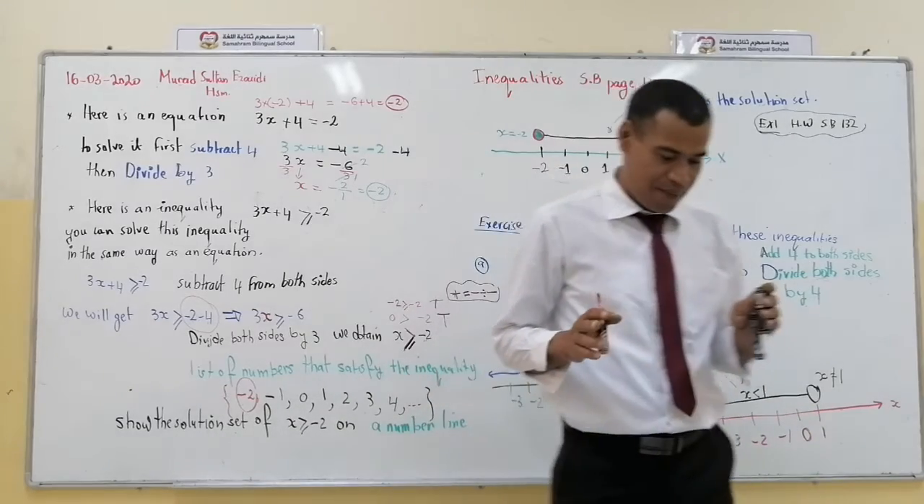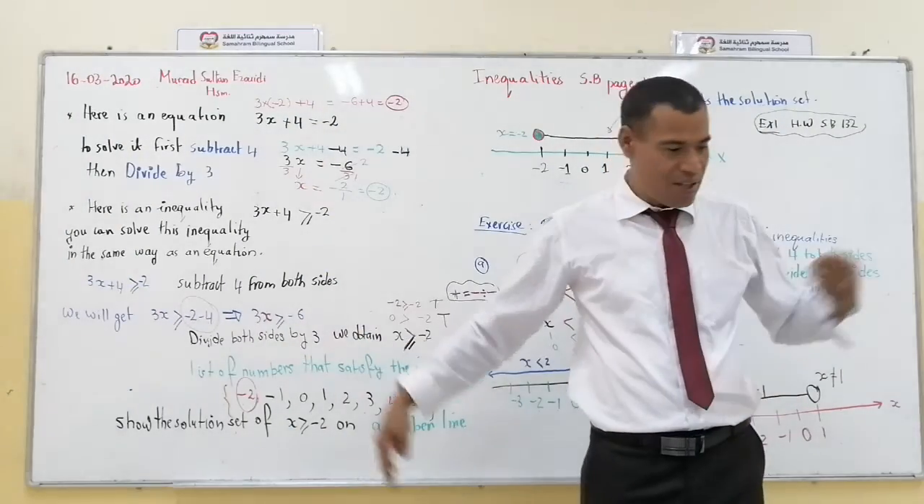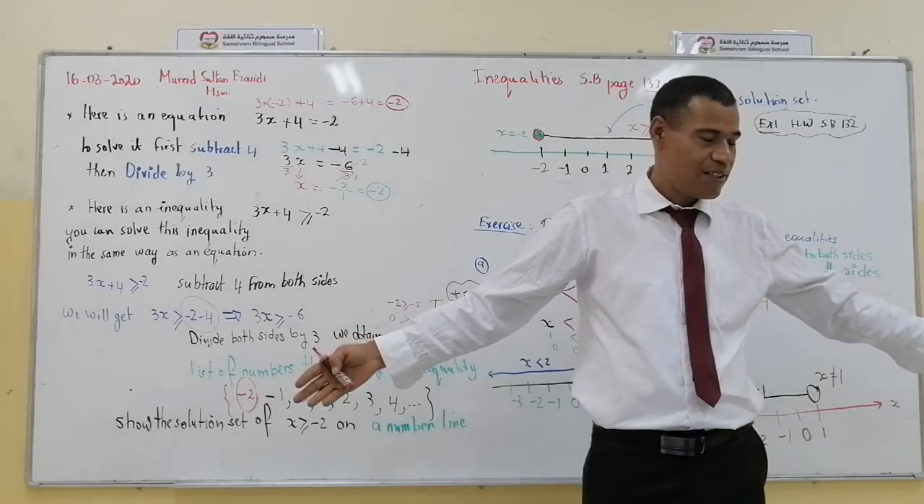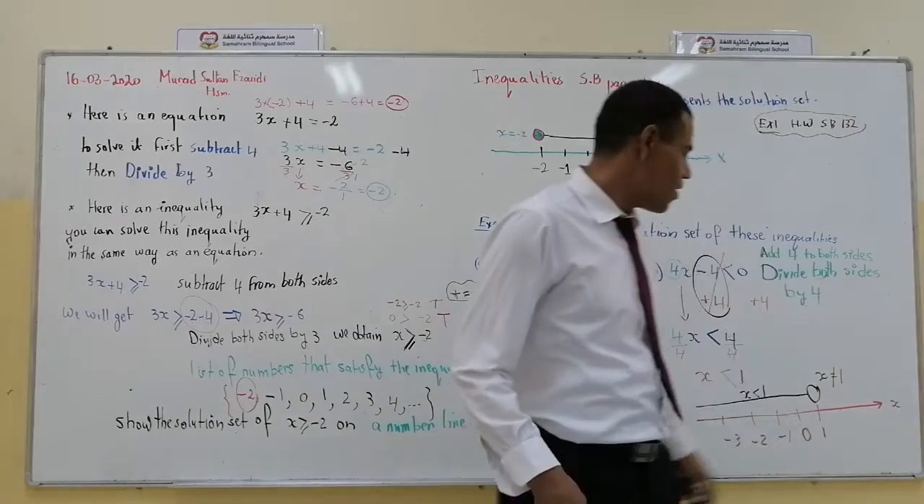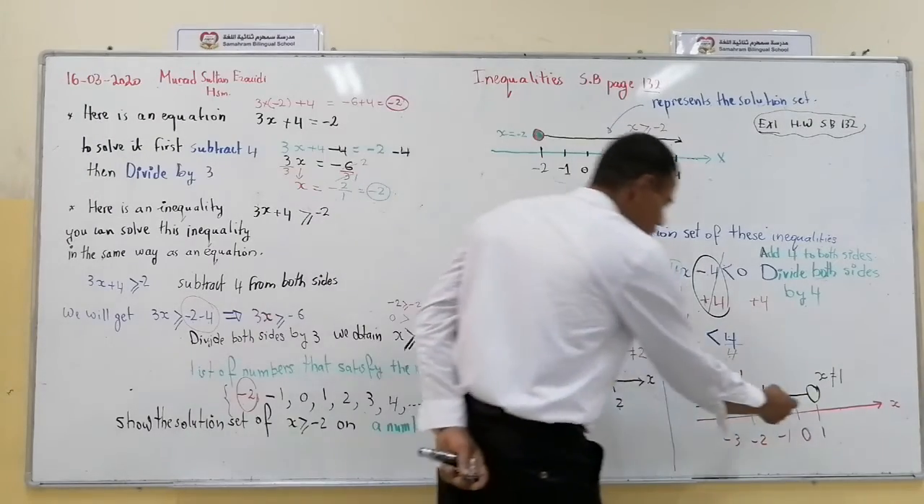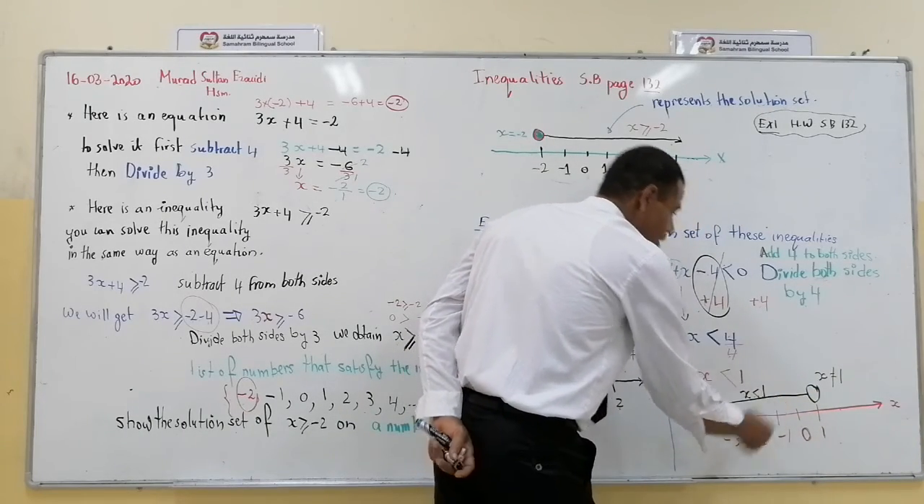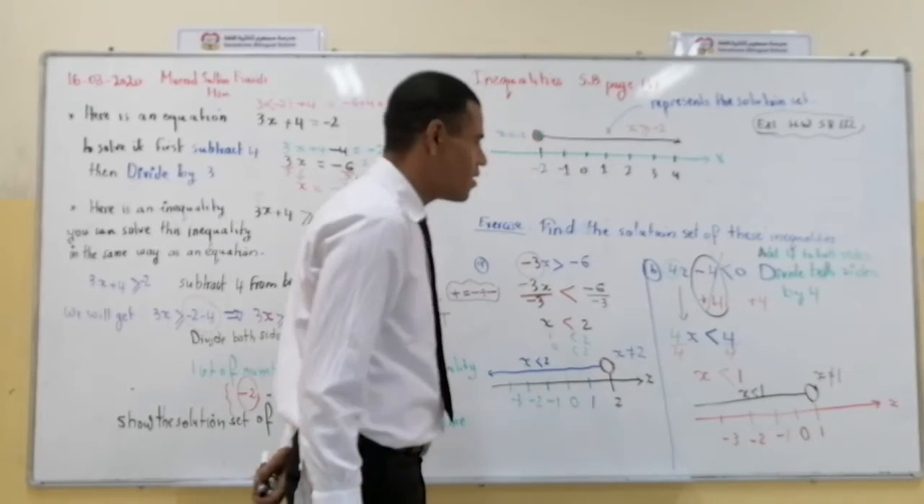For example, this is the 1. x is less than 1. What is here? This part or this part? Yes, very good. On the left hand side. So I will draw this line. Then I will write this: x is less than 1 is my solution set.